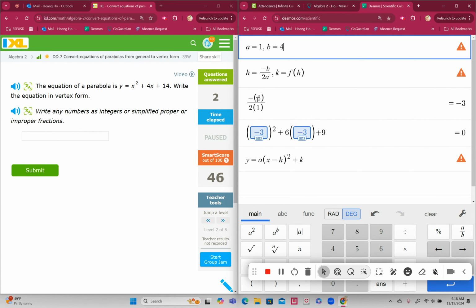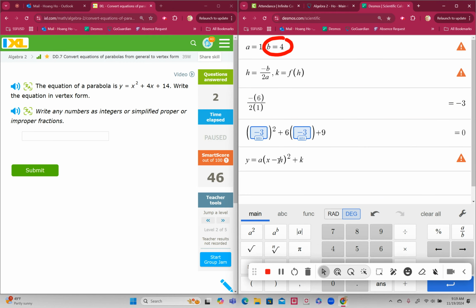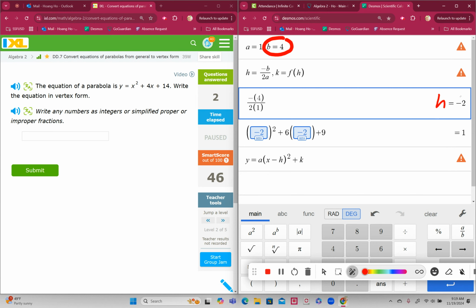Okay, so I put in my formula here. So negative b, so I go and I change it. So here, the b is equal to 4. So I put in 4 for b, and then 1 for a. Okay, so I come out, this is the value of h. This is the h right now. Okay, and now I go to find the k.